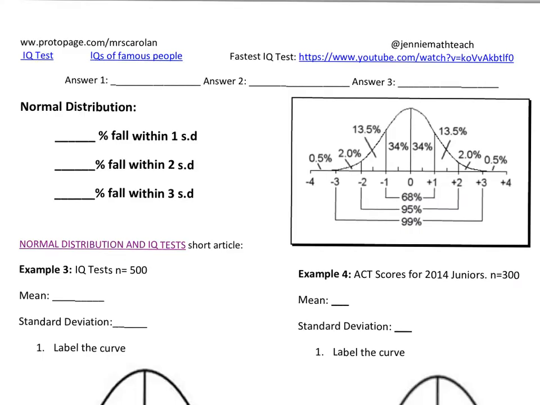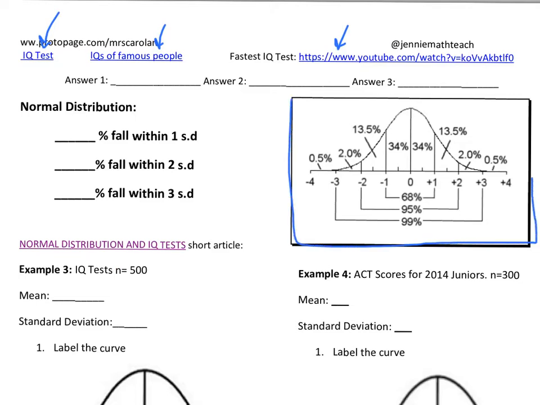If you would like, you can click on these links here, here, and here, and figure out your IQ. You don't have to, but it sort of ties into example 3. But what we're going to look at is this normal curve right here.